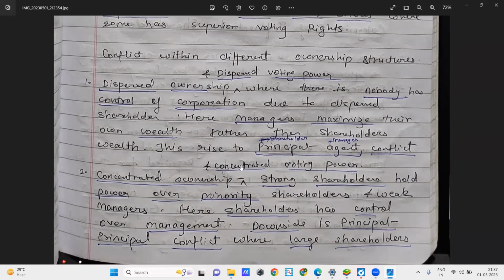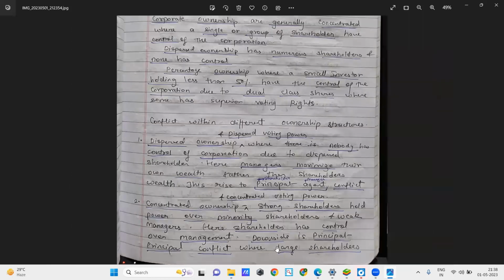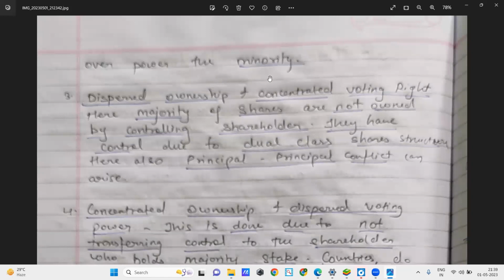The second one is concentrated ownership and concentrated voting power. Concentrated ownership means the majority of the shares is held by a single family or a certain type of shareholders, and they have control over the corporation. So the strong shareholders hold power over minority shareholders and weak managers. Here the manager does not come into the picture; they have no power to give themselves such high incentives because the majority of the power is held by the family members who have the concentrated voting power. So the shareholder has control over the management, and the management cannot do their own thing. The downside is principal conflict. Here there will be a conflict between the shareholders only, the shareholders who have the majority of the stake against the minority shareholders. So here majority shareholders overpower the minority.